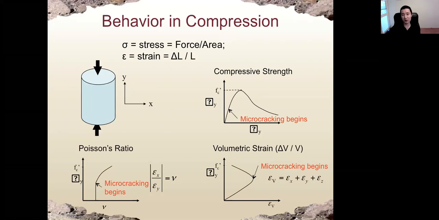First of all, let's review the basic knowledge about the behavior of materials under compression. This is something we learned from CE370. This is a concrete cylinder under a compression load. The stress sigma is equal to the force divided by the area of the cylinder, and the strain epsilon is equal to the change of the length of the cylinder in the direction of the force over the original length of the cylinder.